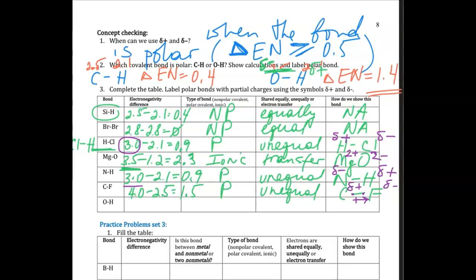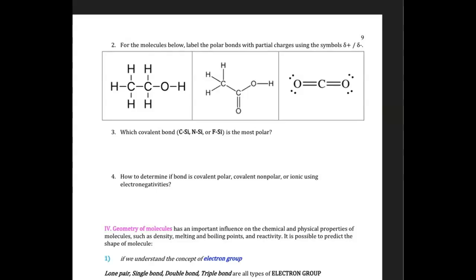And this arrow shows that the shared electron pair goes closer to fluorine, and the density of electrons around the fluorine nucleus will be more than around the carbon nucleus. The next one, oxygen bonded with hydrogen, the same. The difference is 1.4, polar, unequal sharing, and so on.